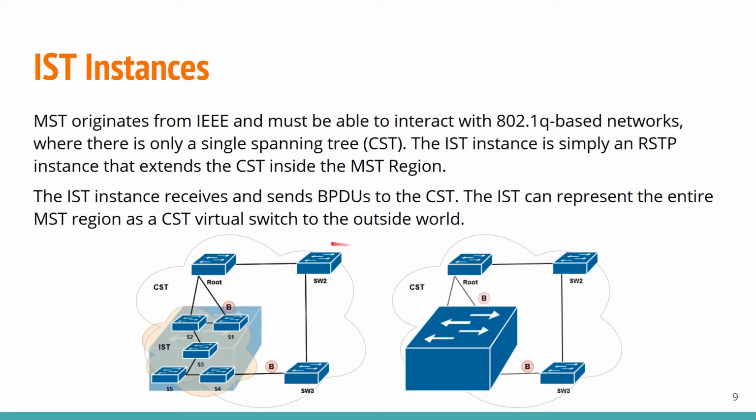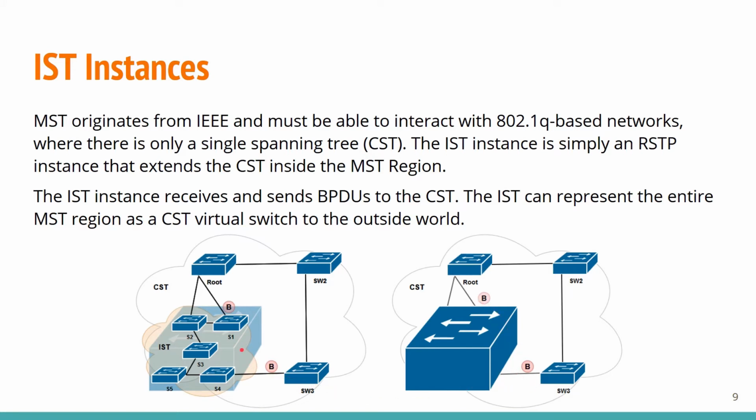So if we review our topology, we can see that, for example, all these 5 switches inside the MST region are like a CST virtual switch to the outside world, like we can see on this topology. And all these switches consider this MST region as a CST switch, and this switch sends IST BPDUs to the outside world and receives IST BPDUs. From the point of view of CST, this virtual CST switch blocks this uplink and this uplink.